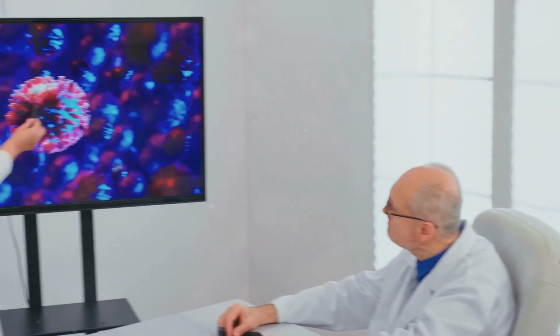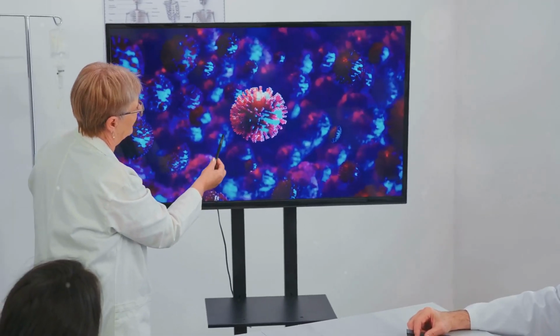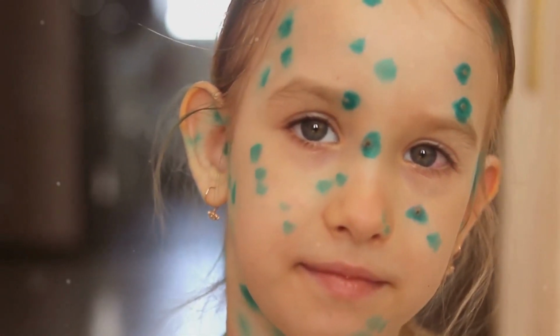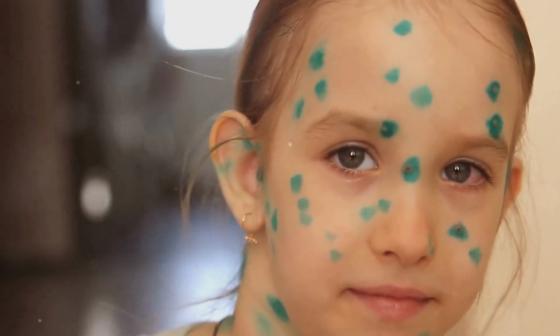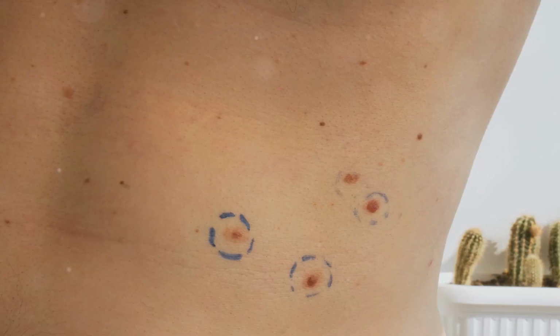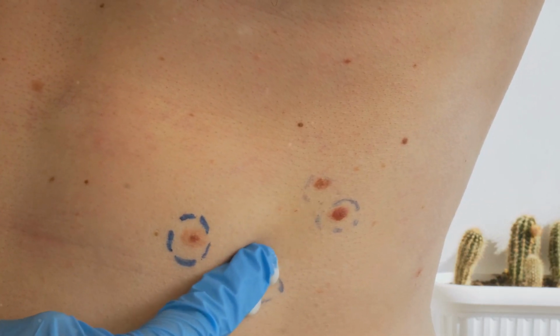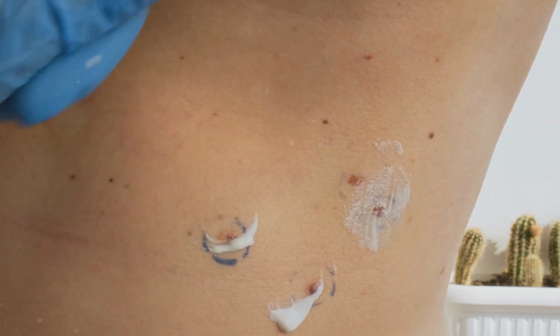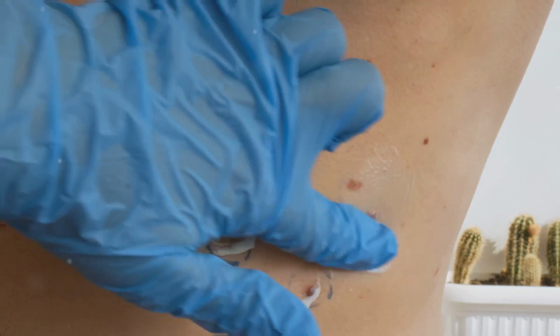Herpes zoster is caused by the varicella zoster virus, the same virus that causes chickenpox. After a chickenpox infection, the virus can lie dormant in the body and reactivate later in life, causing shingles. The unilateral distribution of the rash along a dermatome, a specific area of skin supplied by a single spinal nerve, is a key feature of herpes zoster.